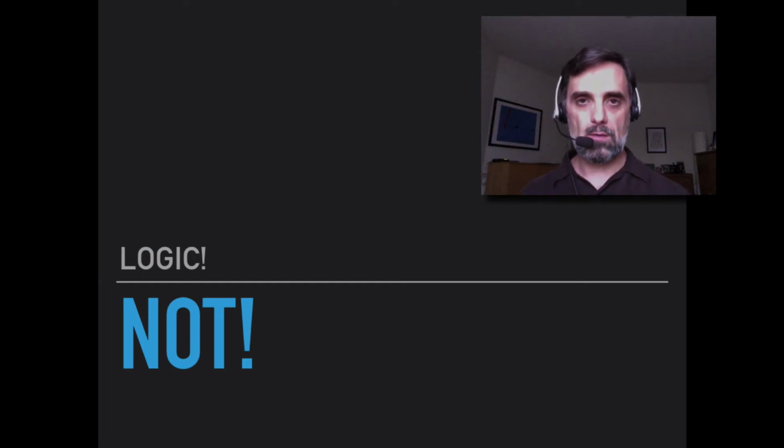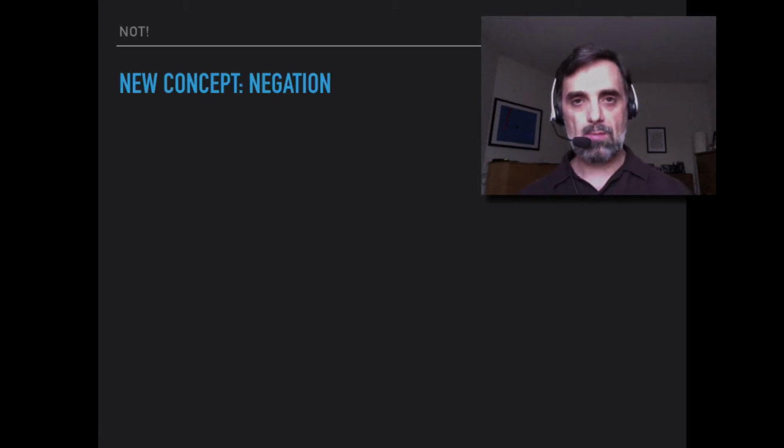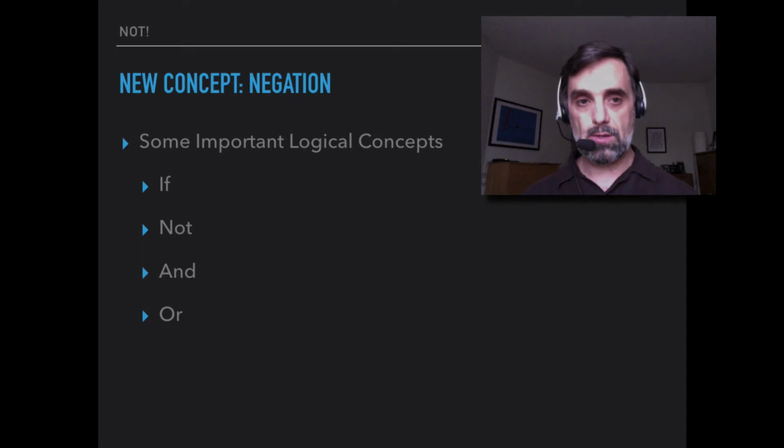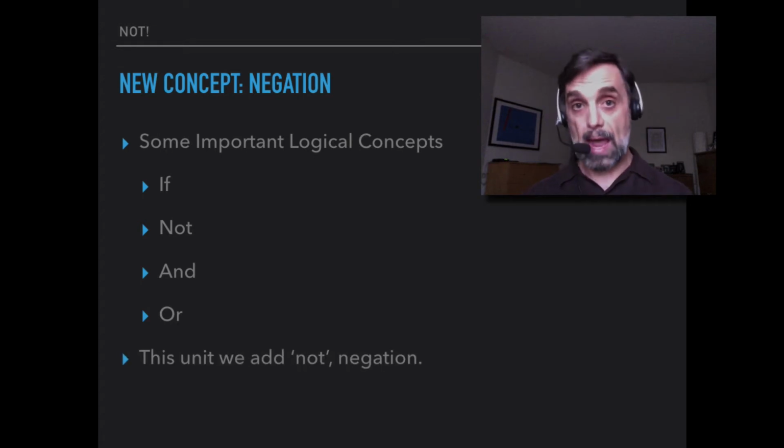Hello, in this unit we're going to talk about not and negation. So let's get started. We're going to have a new logical concept, the concept of negation. It's one you're familiar with, but it's one we'll be adding to our language, which we haven't added yet. Remember, in chapter 2 we saw a list of some important logical concepts: if, not, and, or. We've added if, and now we're going to add not to our language.